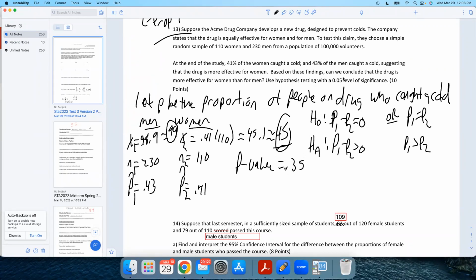Okay, we have a 5% alpha level. 0.35 is much bigger than 0.05. That's bigger than alpha right there. That's alpha. So we fail to reject the null. Smaller than alpha, reject. Bigger than alpha, fail to reject.